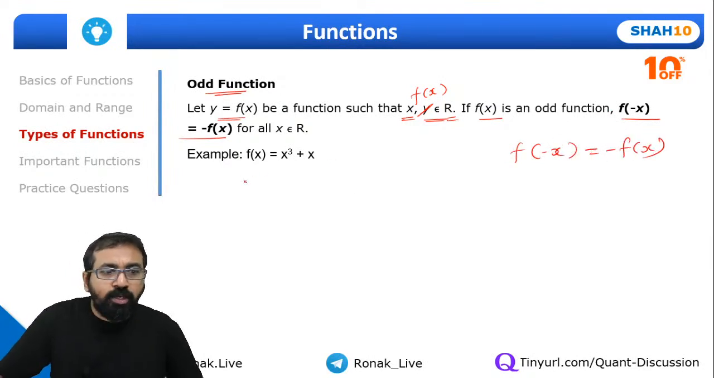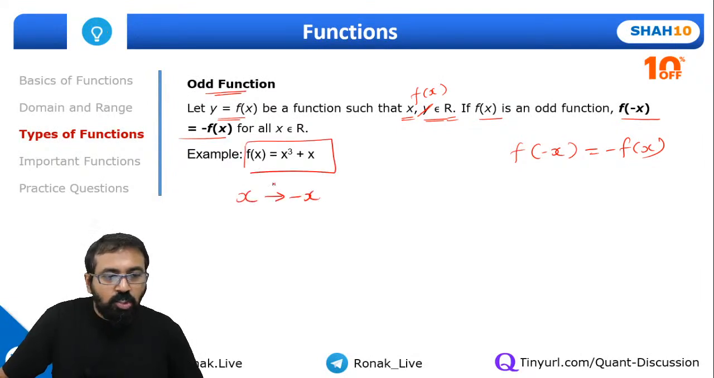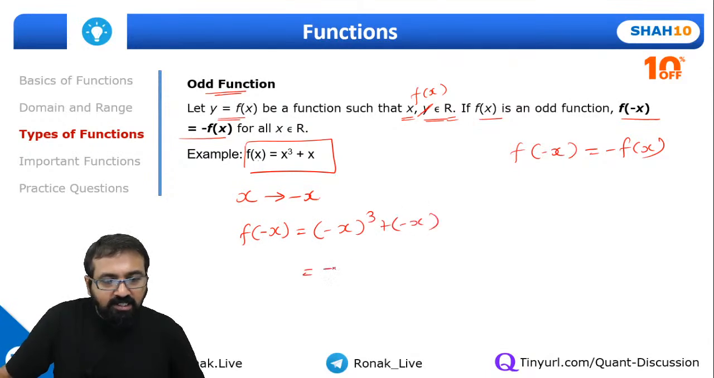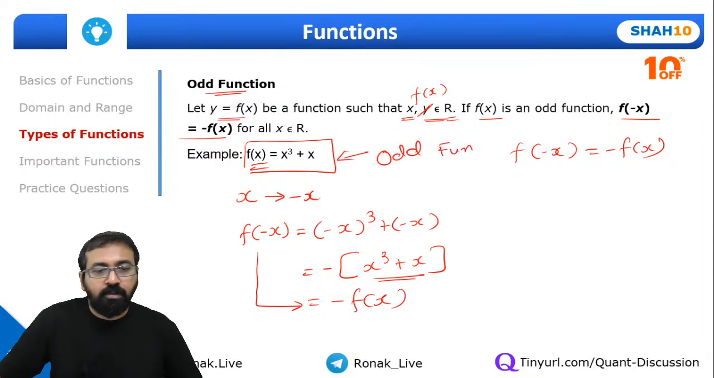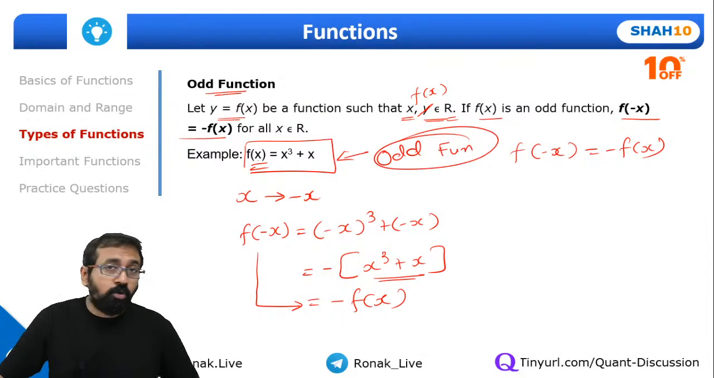Now let's understand this through an example. Suppose you are given this function, replace x with minus x. So here if I replace x with minus x, I'll write f of minus x, which is equal to minus x cube plus minus of x. Can I say this is nothing but minus of x cube plus x, and x cube plus x is nothing but f of x, so I can write this as minus of f of x. So since f of minus x is equal to minus of f of x, I can say this is an odd function, right? Okay, so I hope all of you have understood.